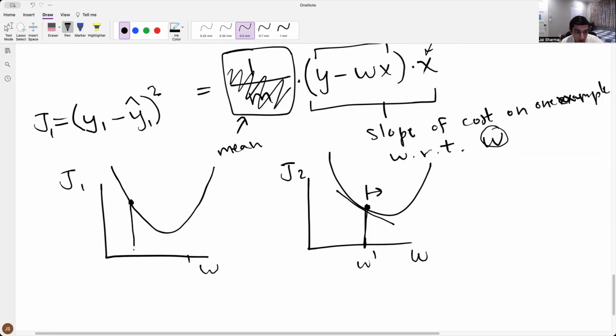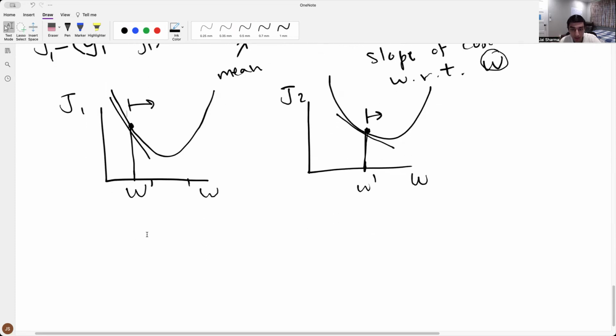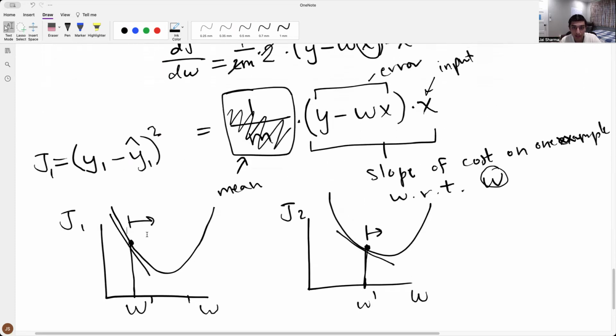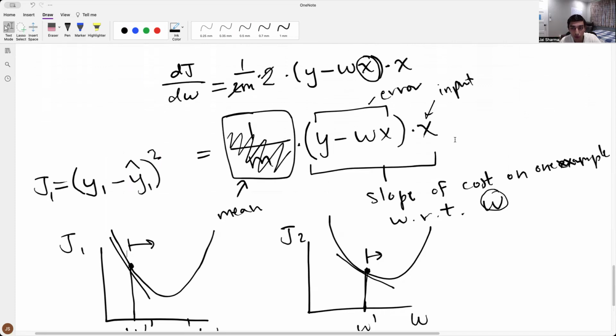So let's say this was our point W on this graph, and then this was our point W on this graph. Now over here, the slope is negative, so we want to increase the value. And the slope is negative here, so we want to increase the value as well. And so if you take the mean of the two of them, then basically they're both telling you that you have to increase the value. So you would be more likely to increase the value of your parameter W. And so that's essentially how the update function works.